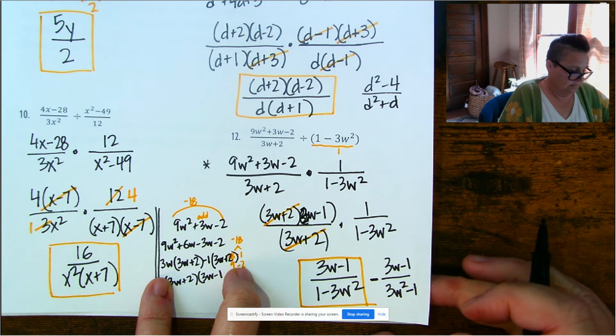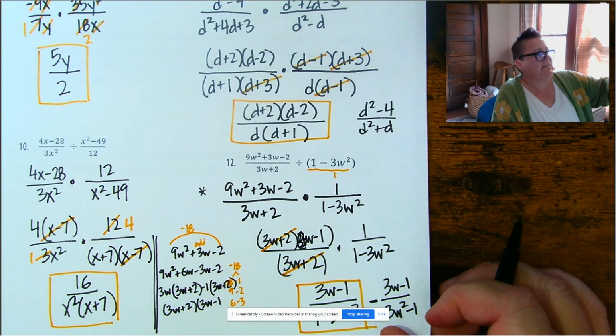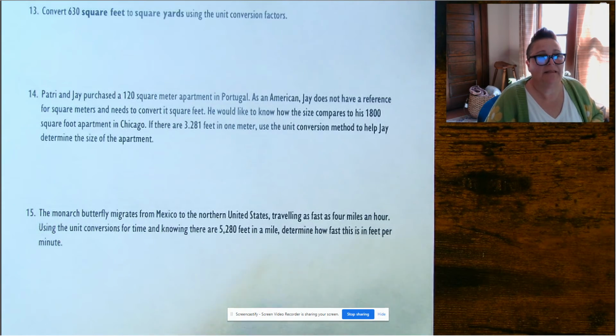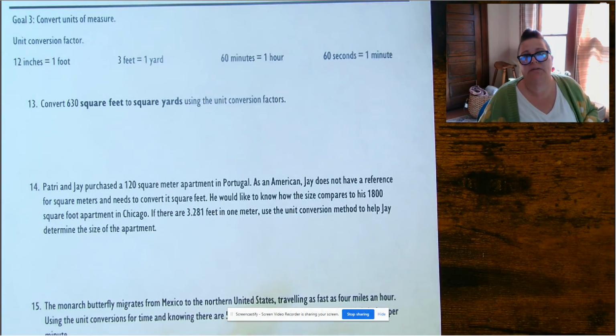All right. So division is not difficult. You just need to remember to use that keep, change, flip. And you should be just fine. The fourth and last goal is converting some units of measure.